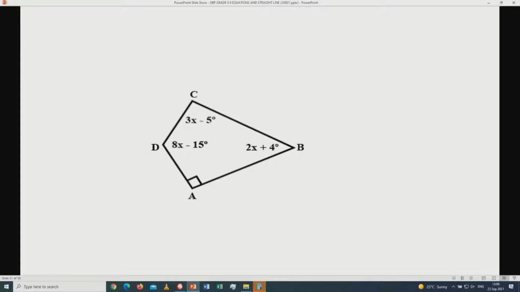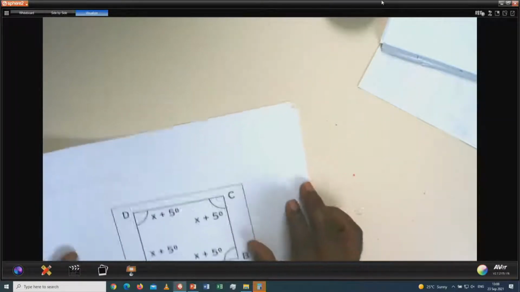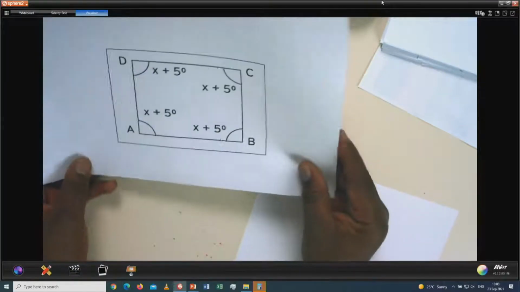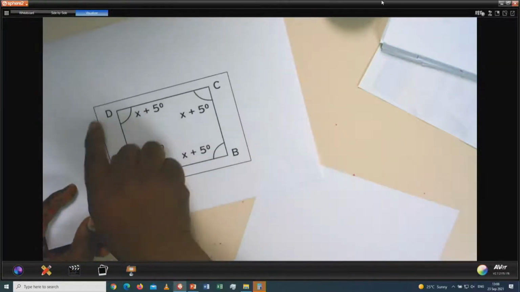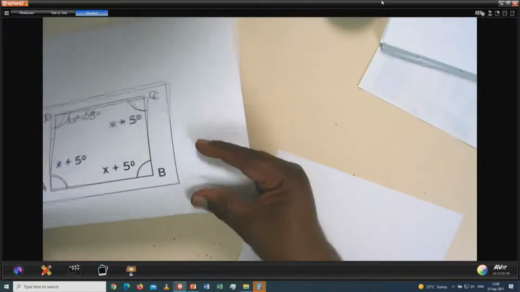Right, let's start working now. Remember your language must come into the picture. What do you know about a 4-sided figure? What can we get from it? A rectangle has angles 90, 90, 90, 90, 4 of them, and they give you 360.